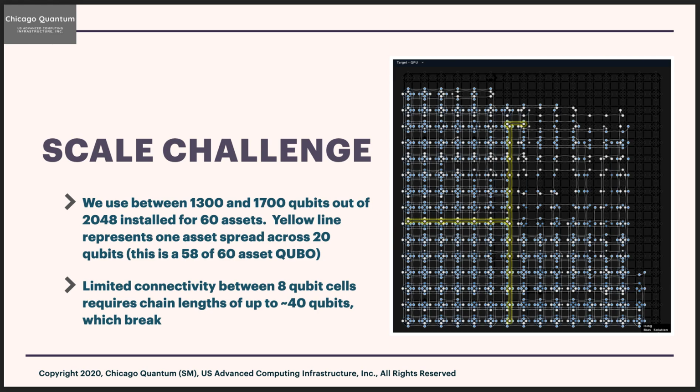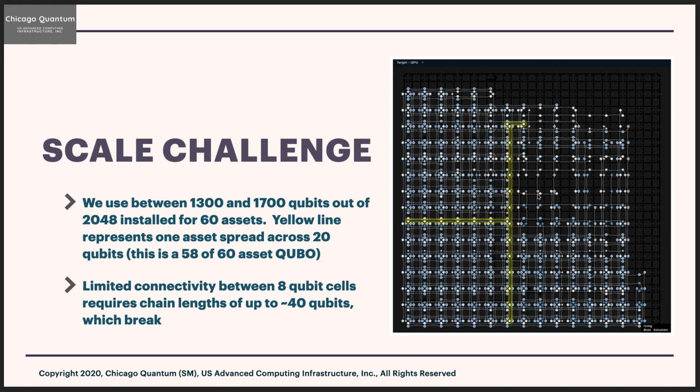Challenge number two, this is a diagram on the right of the D-Wave Inspector. This is a tool that D-Wave allows you to use. And so this is the loading of an actual 58 out of 60 asset QUBO. It pretty much looks the same for 30 assets too. And you can see there's lots of dots and lines in there. Well, those dots are qubits that are being used up. And we're using up somewhere between 1,300 and 1,700 qubits on average out of the 2,048 that are installed. The yellow is the connectivity that one asset needs to be able to talk to all the other assets.